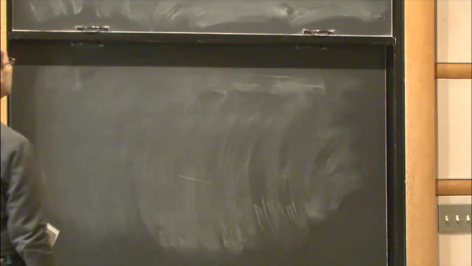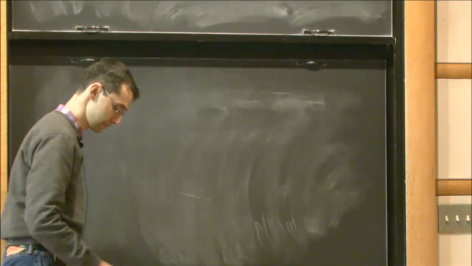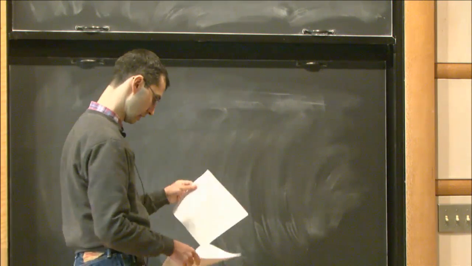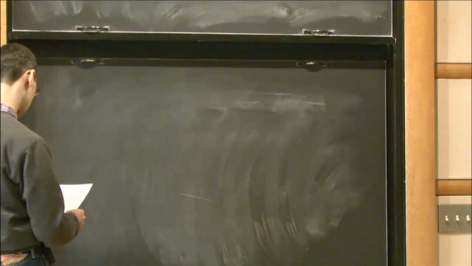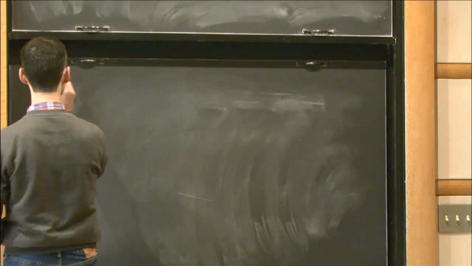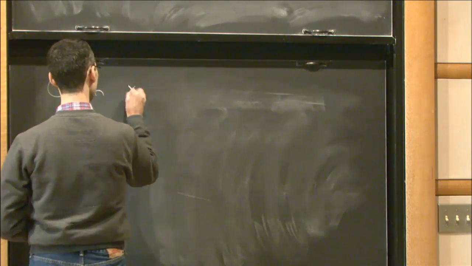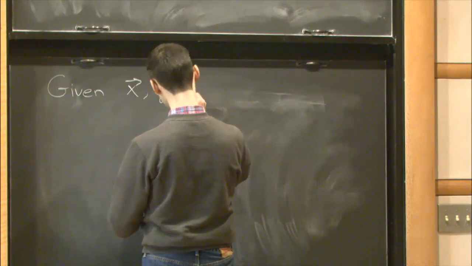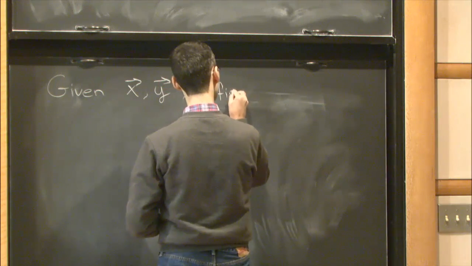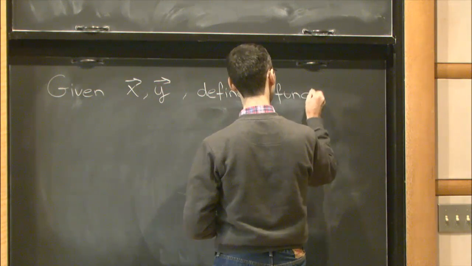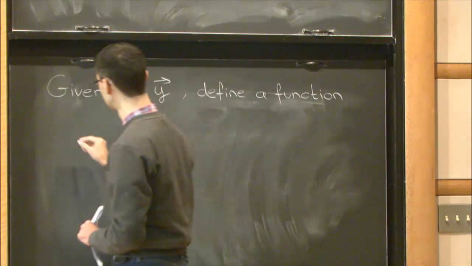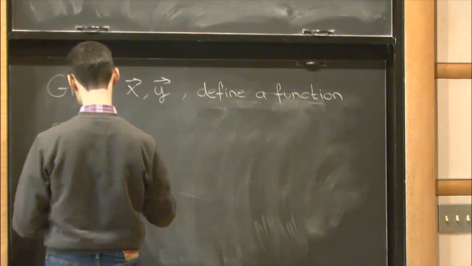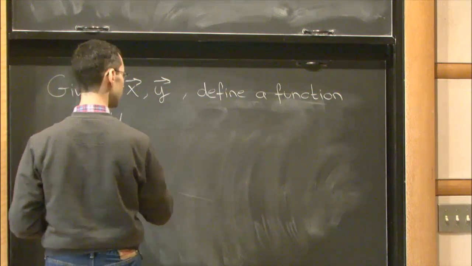So let me say what we want to do. We want to define a filtration on the differential, which will give us a filtered chain complex out of this. So that's our next step. Okay. So given x and y, so for arbitrary generators, define a function on the moduli space. So we don't have to specify the index.